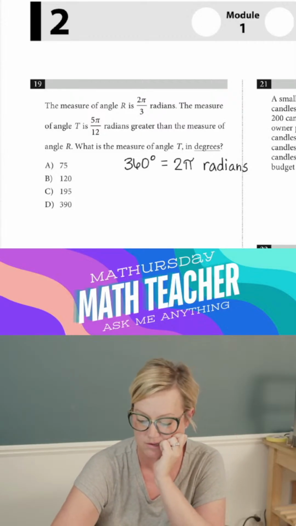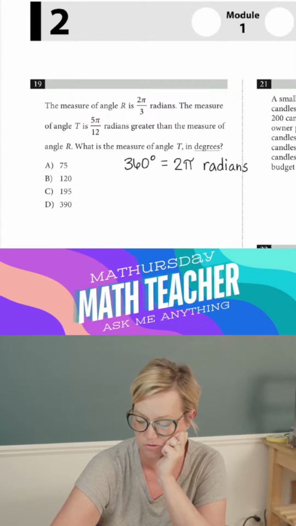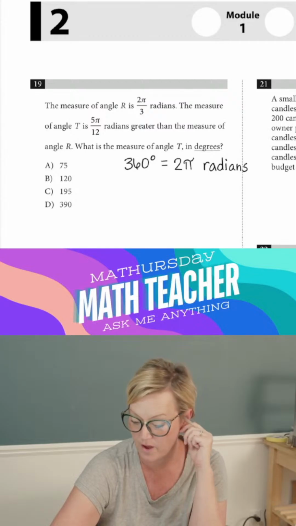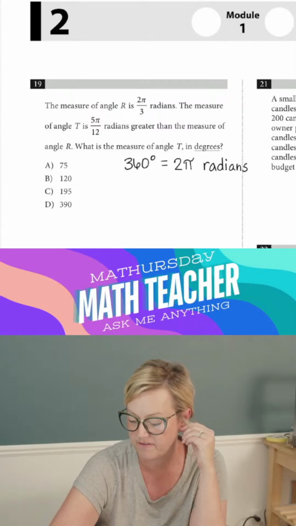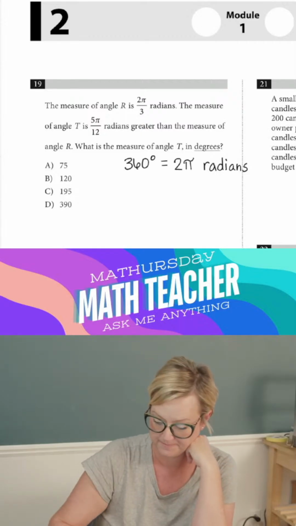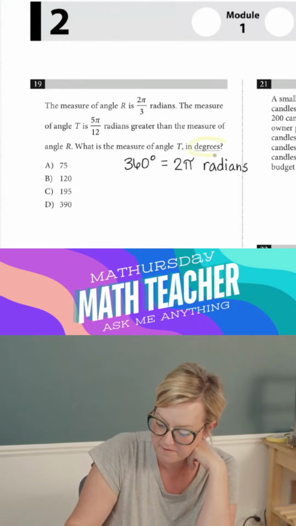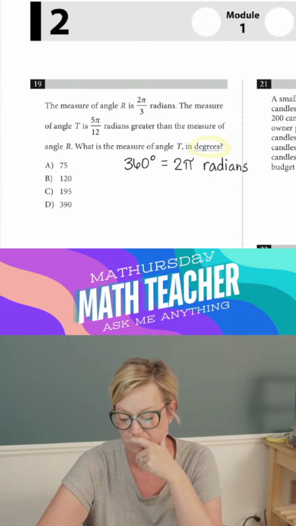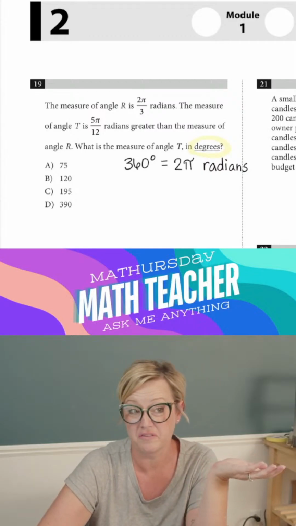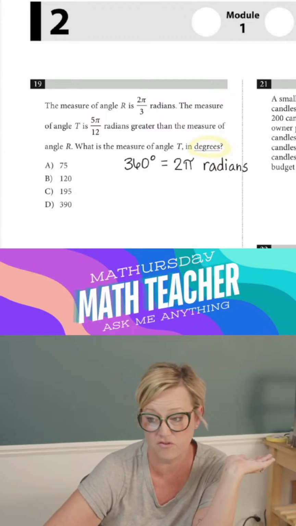All right, so we've got two angles. The measure of angle R is 2 pi over 3 radians. The measure of angle T is 5 pi over 12 radians greater than the measure of angle R. So what is the measure of angle T in degrees? They're asking for my final answer in degrees, so I'm going to convert everything into degrees.